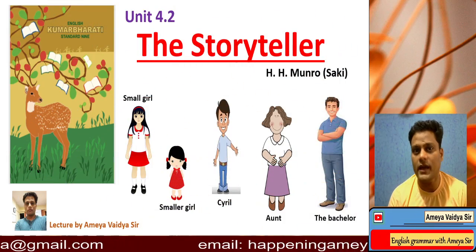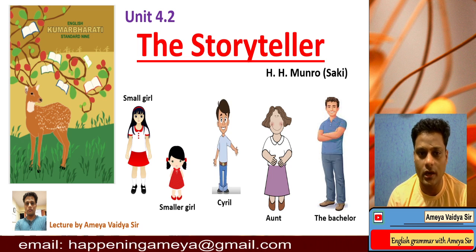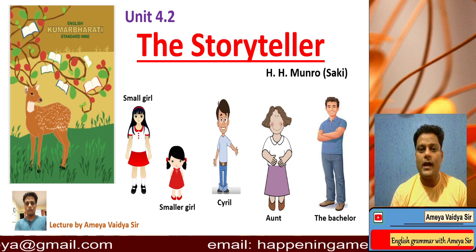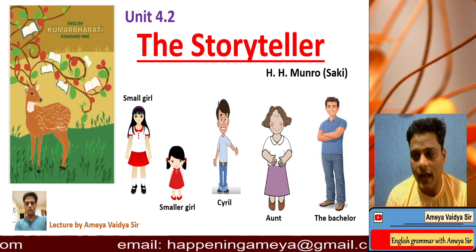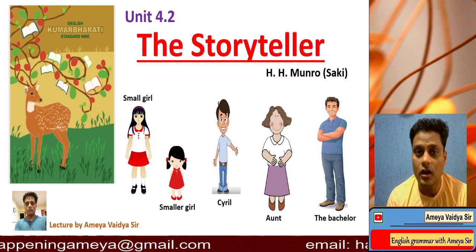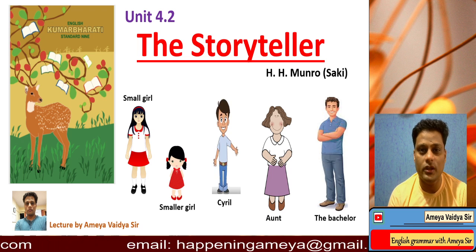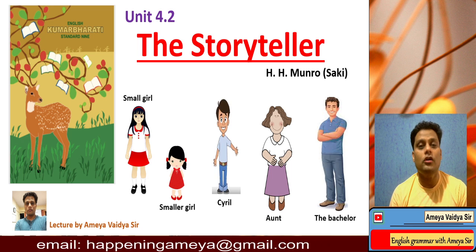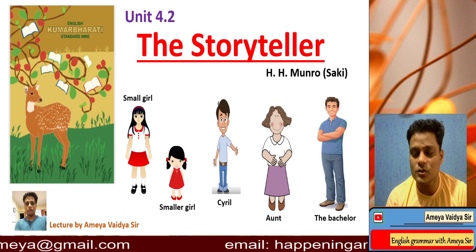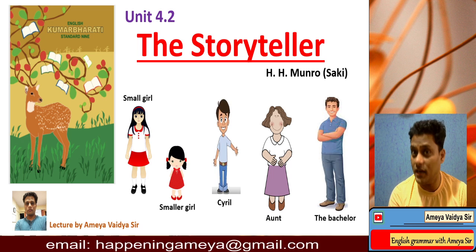This story is by Saki. His real name is H. H. Munro. Let me introduce you quickly to what the scene is and who the characters here are. The story is played out in a railway compartment, and the travelers are the kids. There is a small girl, there is a smaller girl, then there is Cyril, and these kids are traveling with their aunt. And then, of course, you have the bachelor, who is the storyteller in this particular lesson, and he is actually the one who narrates the story to them.